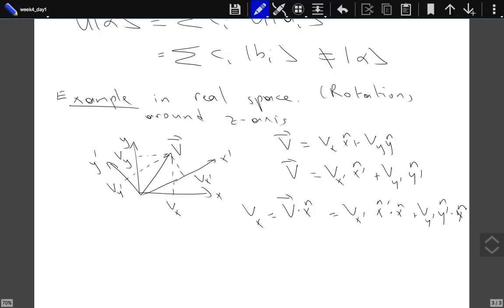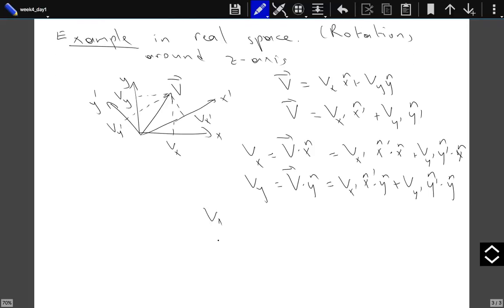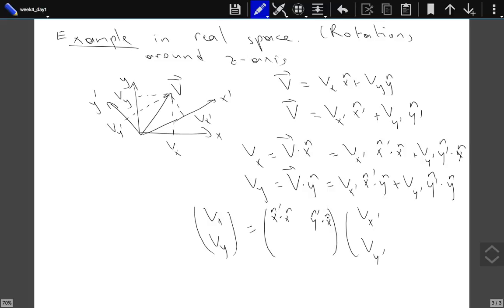This is my vx. What about my vy? This is equal to v dot y hat. This is vx prime x prime hat dot y hat plus vy prime y prime hat dot y hat. Well, I can write this as the column vx, vy equal to the matrix with entries x hat prime dot x hat, y hat prime dot x hat, x hat prime dot y hat, y hat prime dot y hat, multiplying vx prime, vy prime.